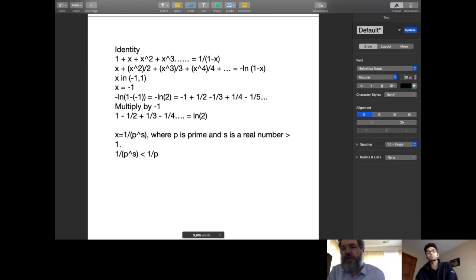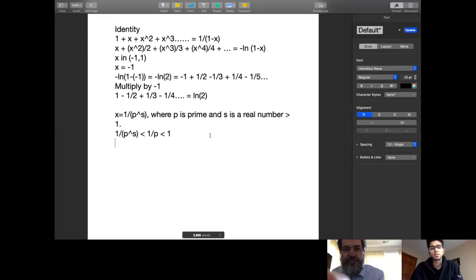And this is strictly less than 1. 1 is not a prime. The first prime is p equals 2. So we are allowed to take this. Now, what do we get when I take this?